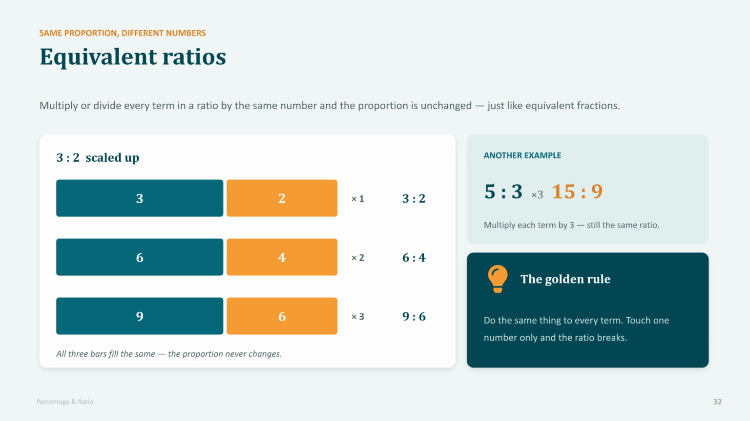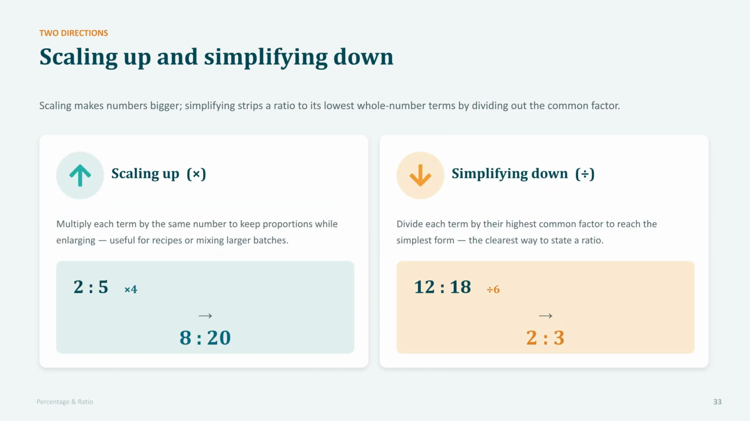Equivalent ratios maintain the same proportion even when the numbers change. Just like fractions, you can multiply or divide every term by the same number. If you multiply both sides of 3:2 by 2, you get 6:4. Both represent the same relative proportion. You can scale ratios up or down. Scaling up is useful for expanding recipes or mixtures by multiplying each term.